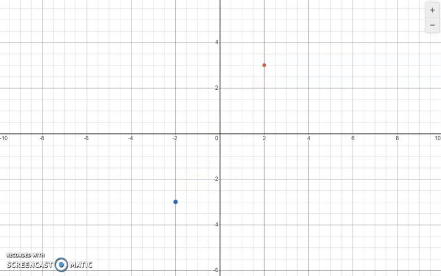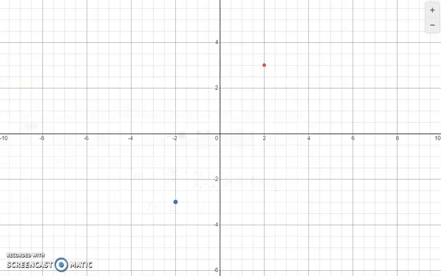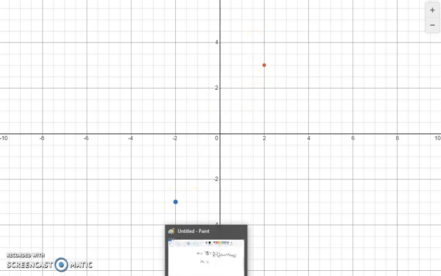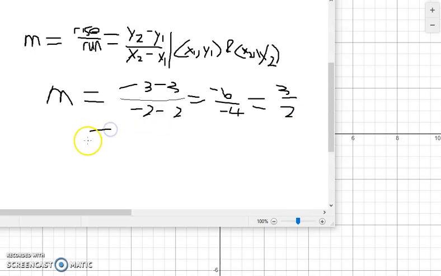So if I were to find the slope of the line that passes through these points, I would say m is equal to, I'm just going to take the first one as my first point, so I'm going to have negative 3 minus 3, sorry, it's not supposed to be a comma, over negative 2 minus 2, which gives me negative 6 divided by negative 4, which becomes positive 3/2.